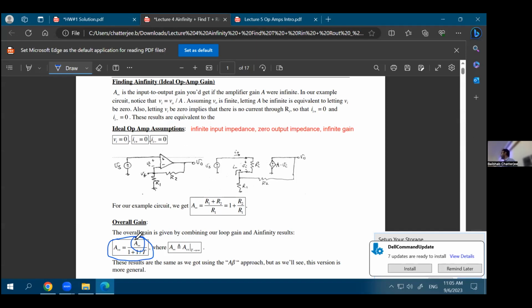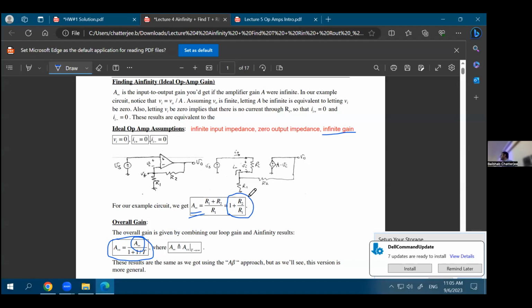The easier method is to assume that the op-amp is ideal and find out the gain of this system, assuming that there is an ideal op-amp which has infinite gain. You already know this A infinity term, which is the gain of the system assuming an ideal op-amp, and that is 1 plus R2 over R1.